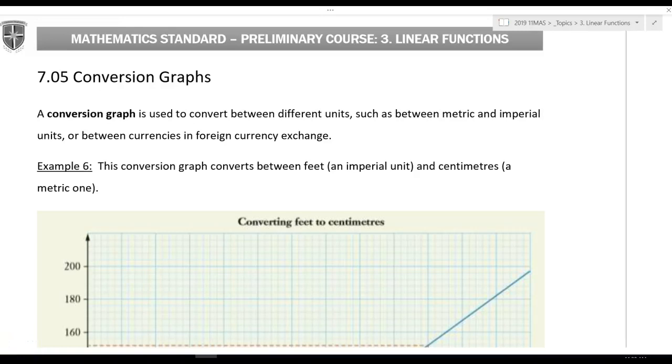Hello Year 11 and welcome to our fifth and final video for our third unit here, linear functions. We're looking at conversion graphs today.